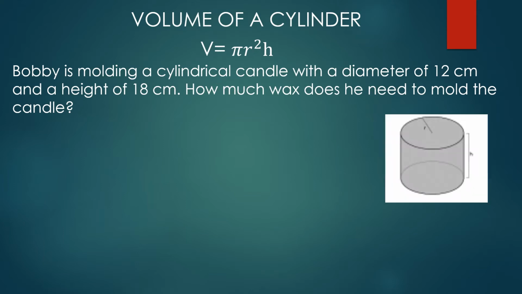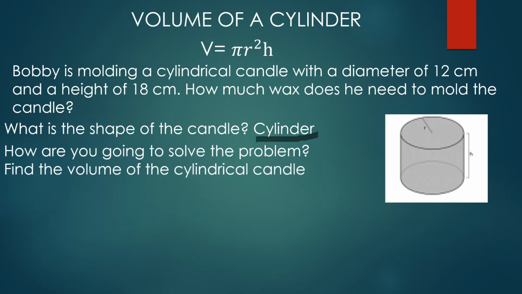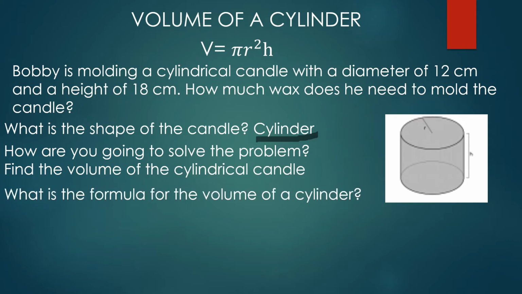So, ito yung itsura ng ating cylindrical candle. So, what is the shape of the candle? Okay, yes, cylinder. How are you going to solve the problem? You are going to find the volume of the cylindrical candle, yung kanyang volume. What is the formula for the volume of cylinder? Ayun na, given na natin sa taas. Pi r square times height is the volume of cylinder.